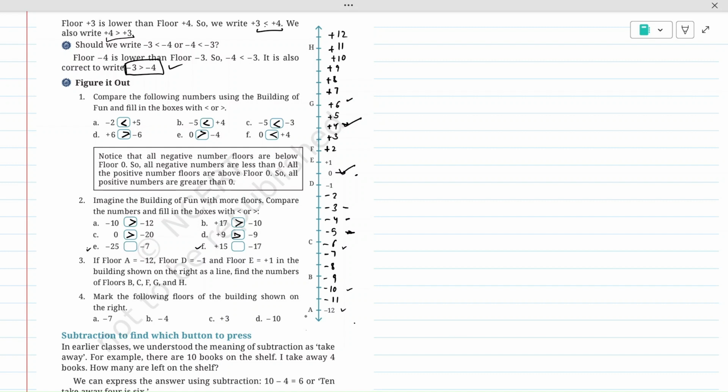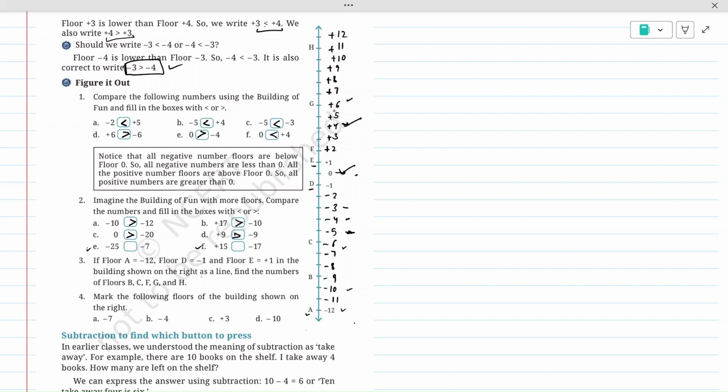Next we have: if floor A is -12, so this is A, -12 given to us. Floor D is -1. Okay, this is D, -1. And floor E is +1. E is +1 here in the building, as shown in the line. Find the numbers of floors B, C, F, G and H.